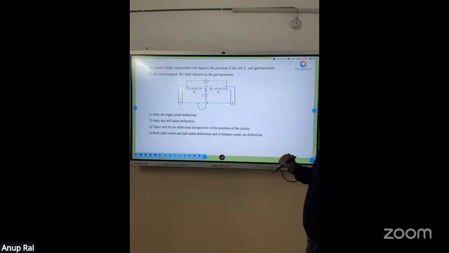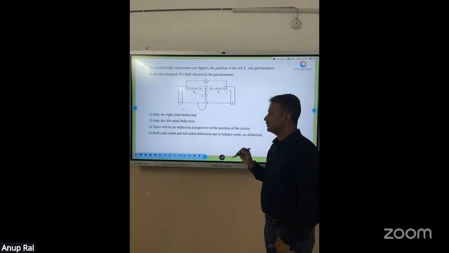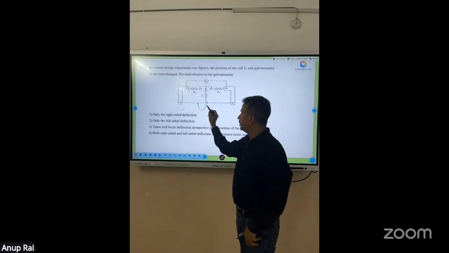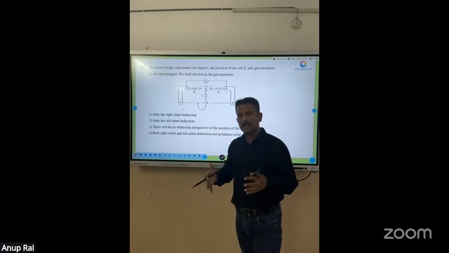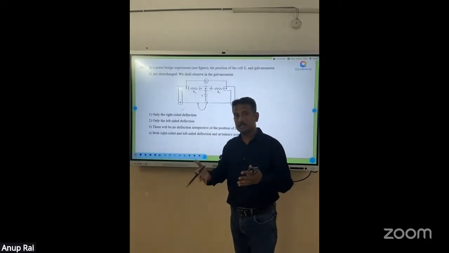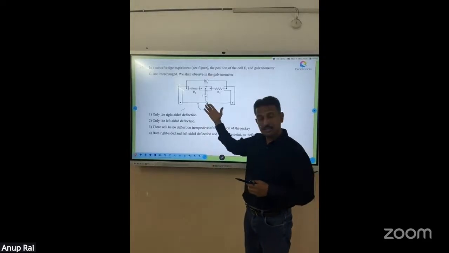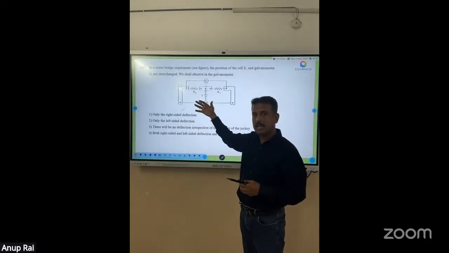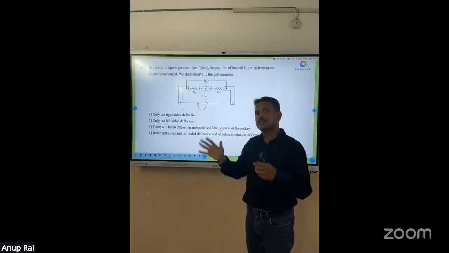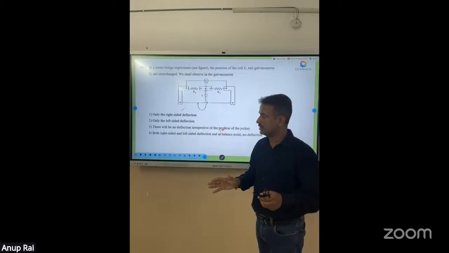In a meter bridge experiment, the position of the cell and galvanometer are interchanged. What shall we observe in the galvanometer? We know that the meter bridge works on the principle of the Wheatstone bridge. So if it is balanced and you interchange the galvanometer and the cell, there is not going to be any effect on the deflection.